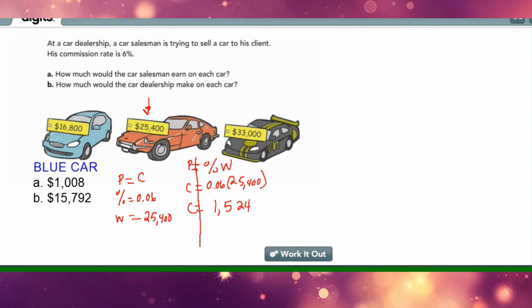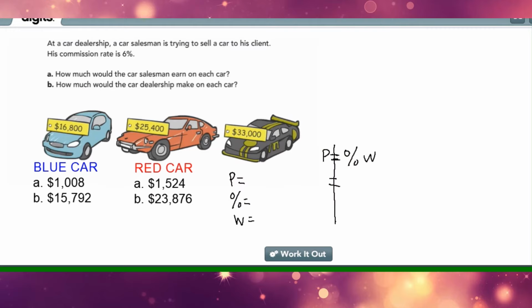And to answer part B, how much would the car dealership earn? We have to make sure we subtract the commission from the original cost of the car. So when we go ahead and subtract that, we get 23,876. So 23,876 represents how much the car dealership will make for the red car.